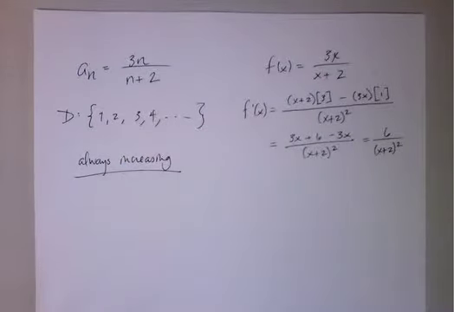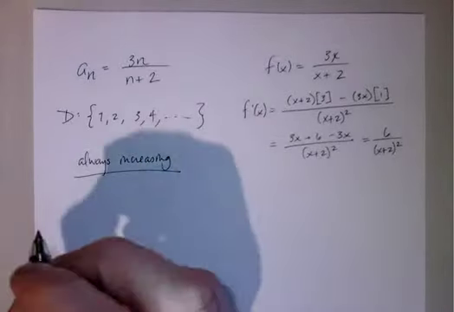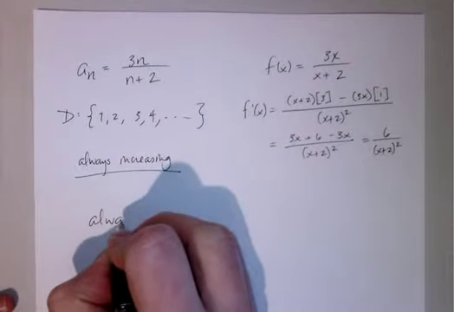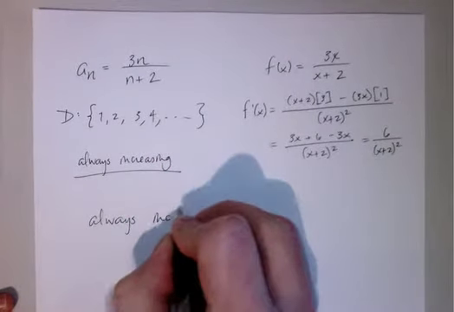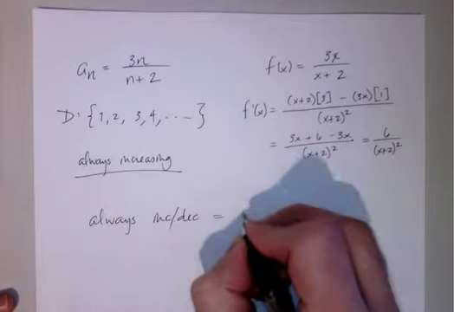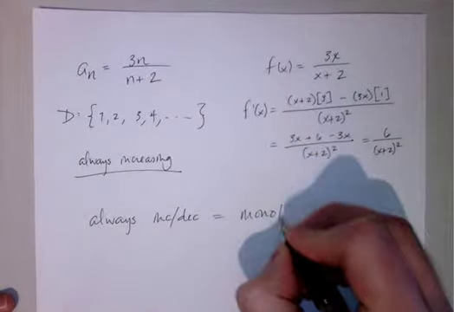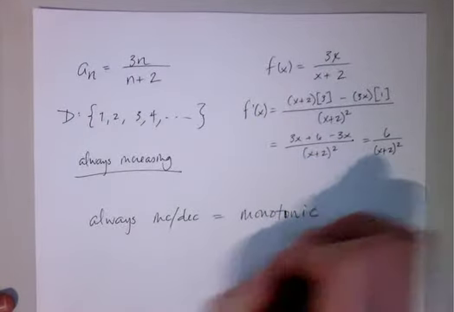So when a function is always increasing or always decreasing, meaning that it never changes direction, it never goes from positive to negative slope or negative to positive, it never goes from increasing to decreasing, never goes from decreasing to increasing, when it's always increasing or decreasing, the name for that is monotonic. Okay?